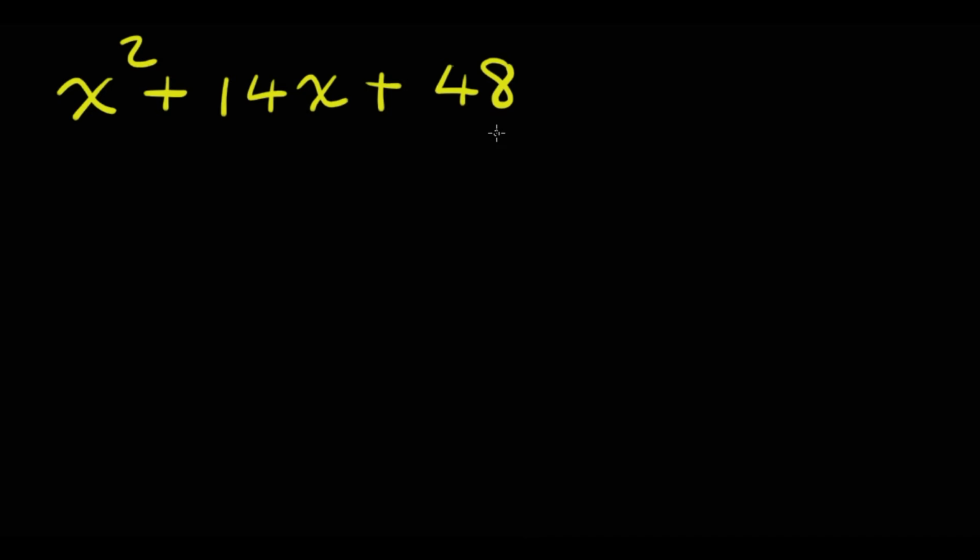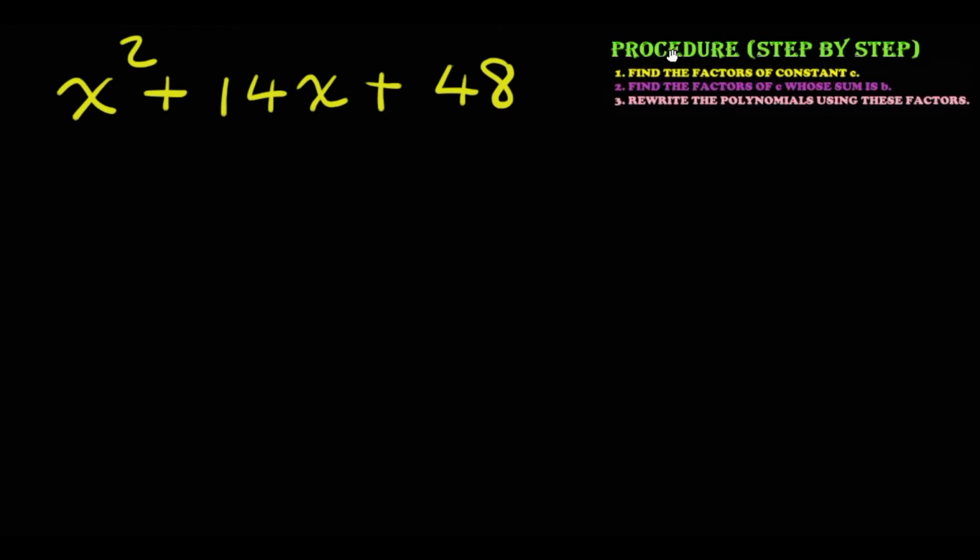Okay, I'm going to show you how to factor this. We have a procedure of how to do it, and it's really simple, and we're going to go through it step by step. Here's the procedure. We have step 1, 2, 3 to get it done. So step number 1 says to find the constant c. If you look at these terms, it's ax squared plus bx plus c, so your constant c is going to be 48. Okay, so we're going to write that down. Constant c is 48.